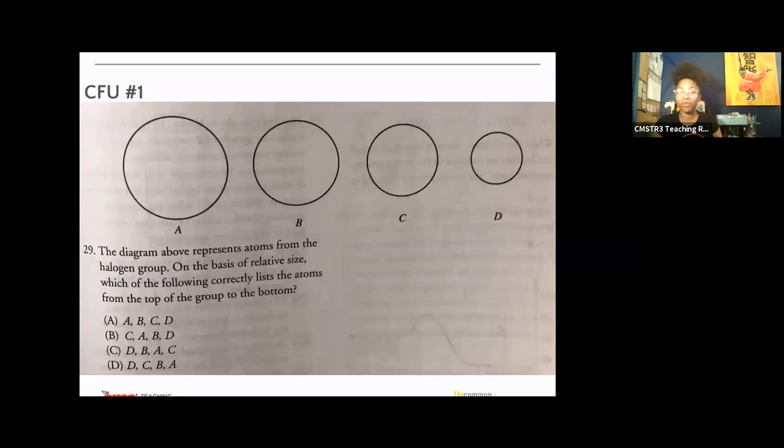On the basis of relative size, which of the following correctly lists the atoms from the top to the bottom of the group? So this is talking again about radius. Which one would be the top? Good, I'm seeing some right answers in the chat.